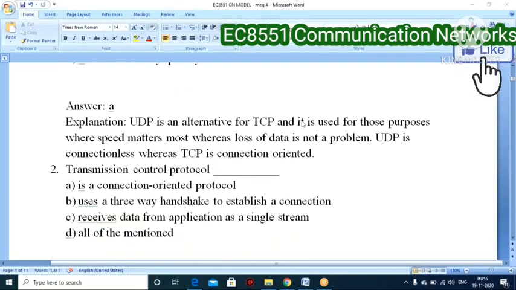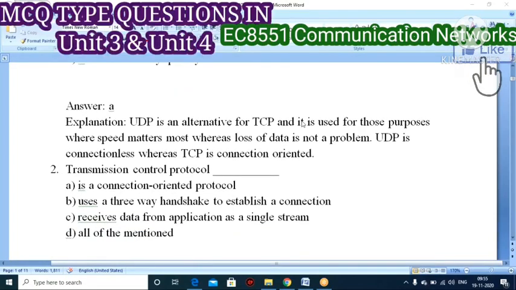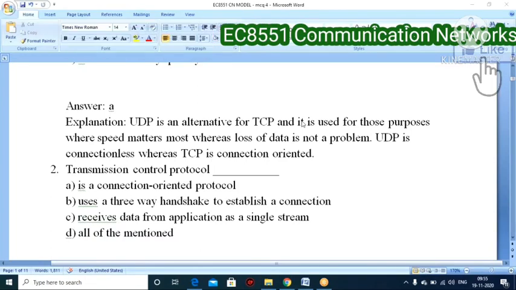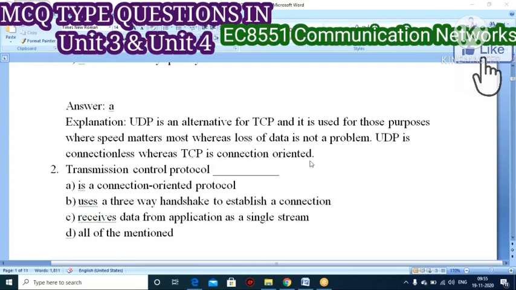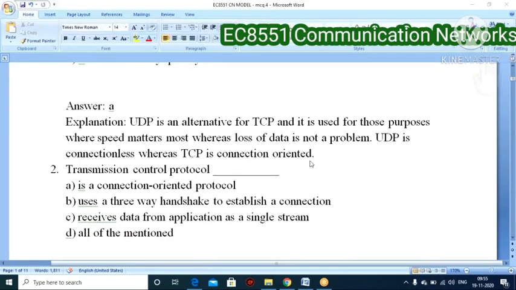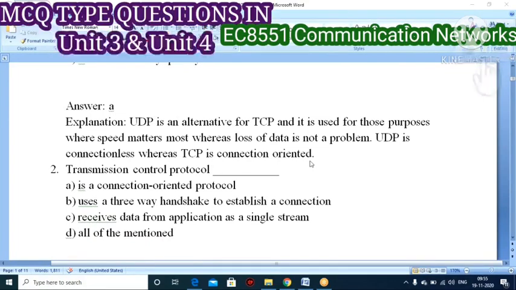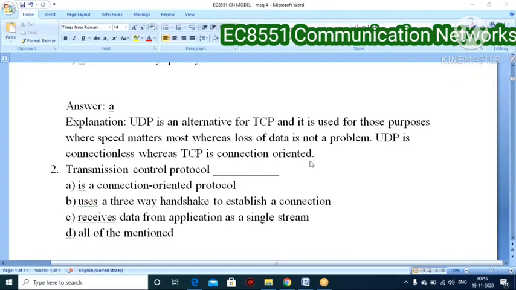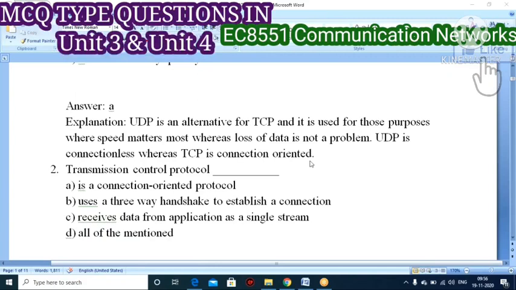Second question: Transmission Control Protocol, this also comes under unit 4. Option A, it is connection oriented. Option B, a three-way handshake to establish a connection. Option C, it receives the data from the application as a single stream. Option D, all of the mentioned.